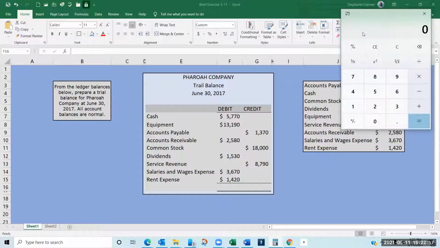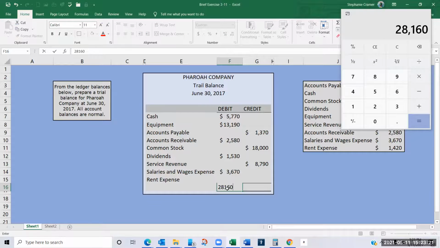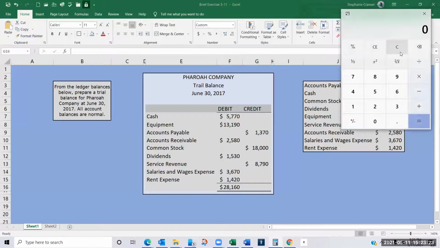And they should match as long as we put it in correctly. I hit the wrong number. 80, 30. So that equals 28,160. We will do the credit side. 1,007.